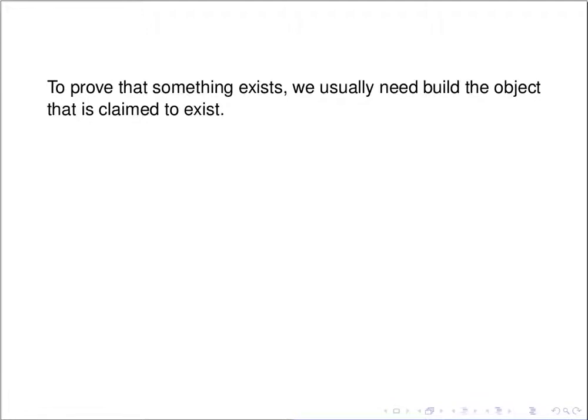Now let's talk about how we prove statements with existential quantifiers and statements with universal quantifiers by first talking about how to prove that something exists. Usually, if you need to prove that something exists, you need to build the object that's claimed to exist and show that it has whatever properties it's claimed to have.